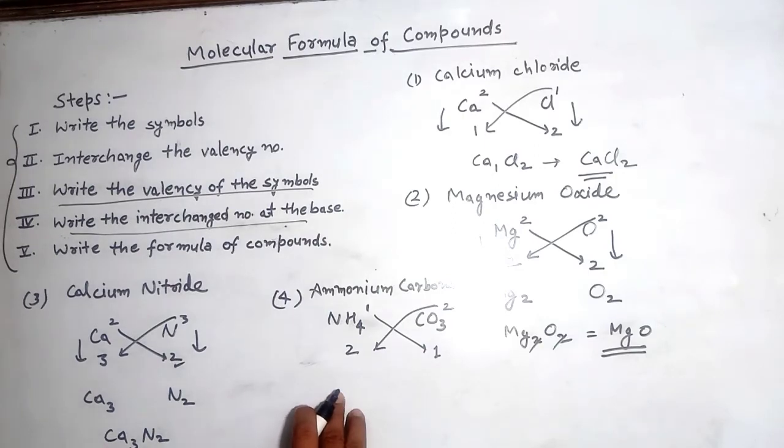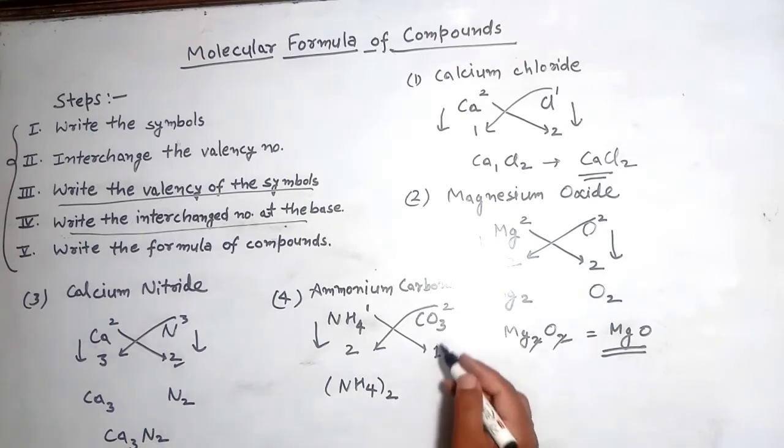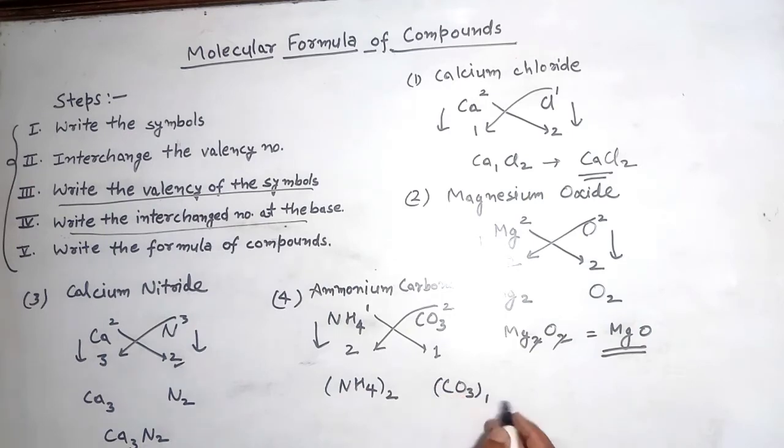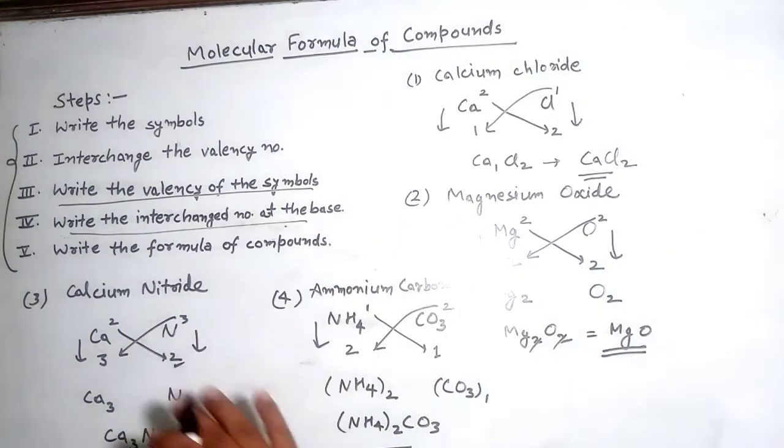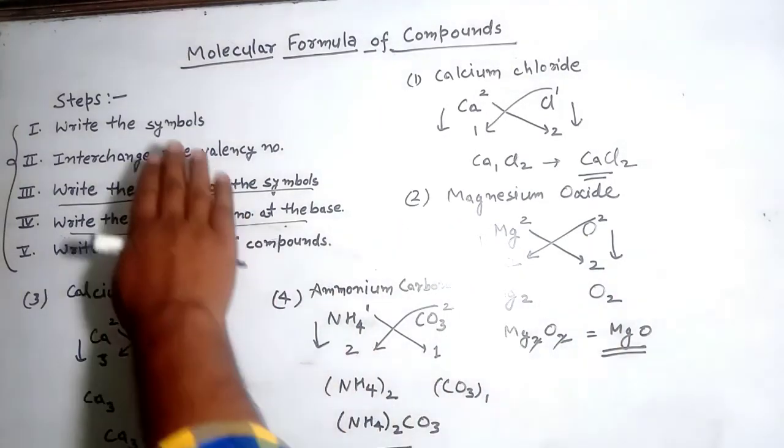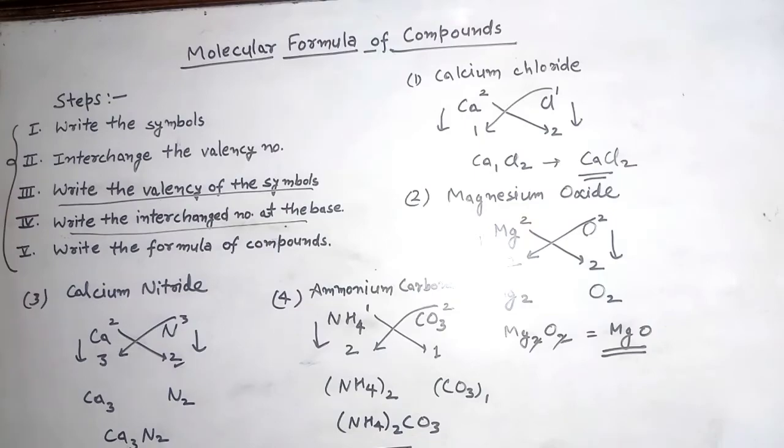So it will become NH4, and now we write this 2 in the base, so NH4 whole twice, and this will be CO3, and at the base we can write 1 or we can neglect to write 1. So it will be (NH4)2CO3. It is our ammonium carbonate. This is the way by which we can write the molecular formula of compounds.